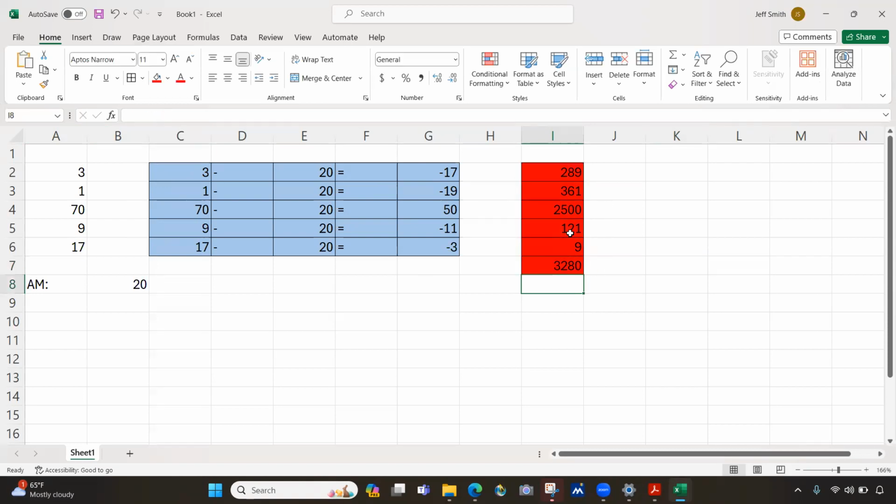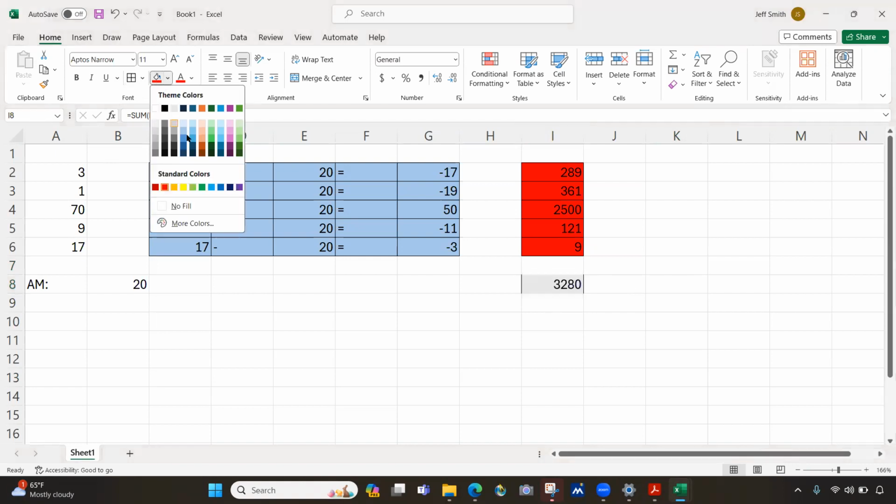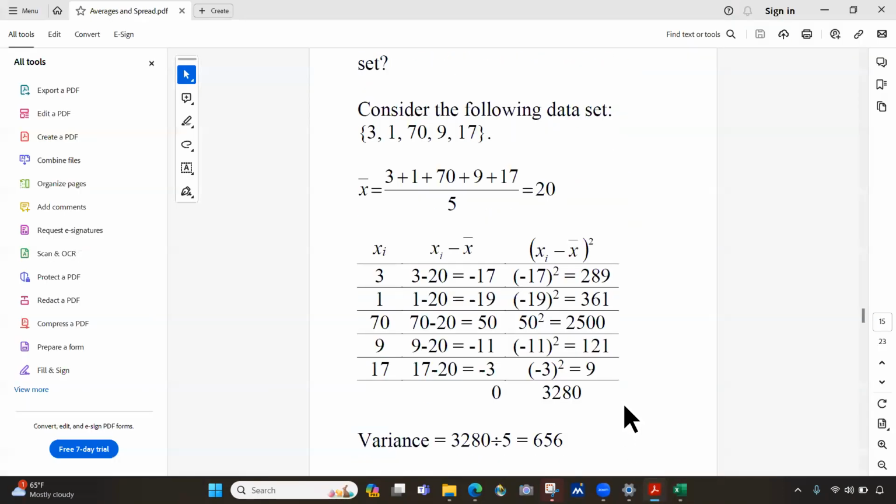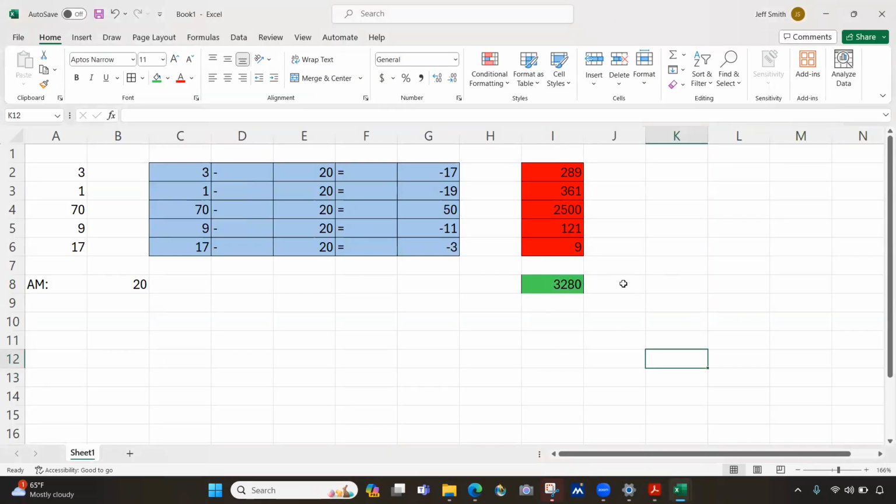Just a sum. And I am going to bring it elsewhere, actually, and I'm going to use a different color, green. Now, since I had 5 data points, I'm going to divide this sum by 5 in a second. Let me just show you something. I just want to check 3280. I hope I got 3280. That's a good sign. I didn't mess up. So I'm going to divide it by 5.